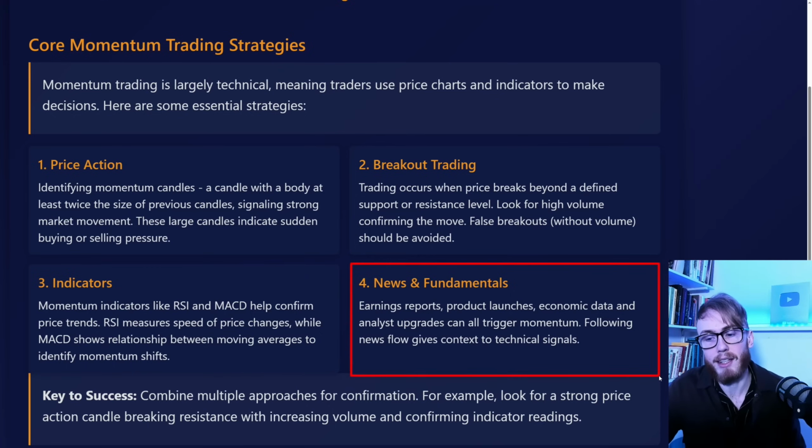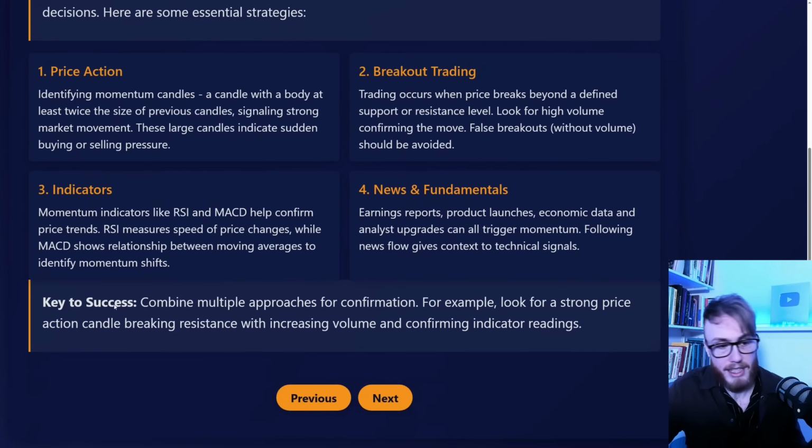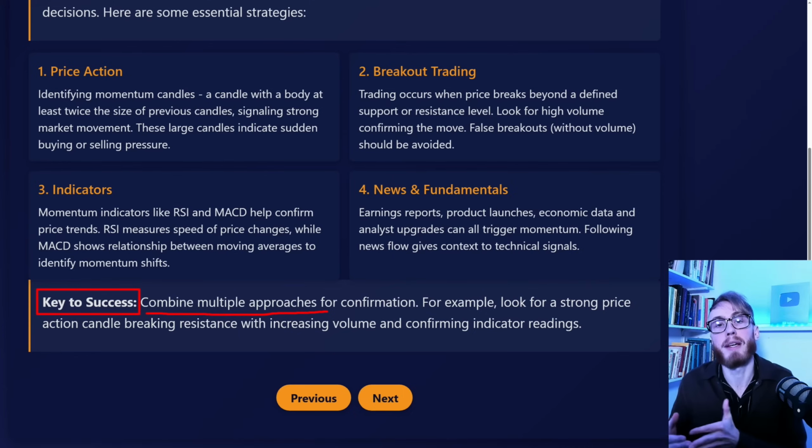Last but not least, I already mentioned this real quick here, some momentum traders also trade based on news and fundamentals, right? And now, one key to success here as a momentum trader is to combine multiple variables or multiple approaches to increase the likelihood of successful momentum trading. So now guys, let's jump into the chart and take a look at a momentum trading example.